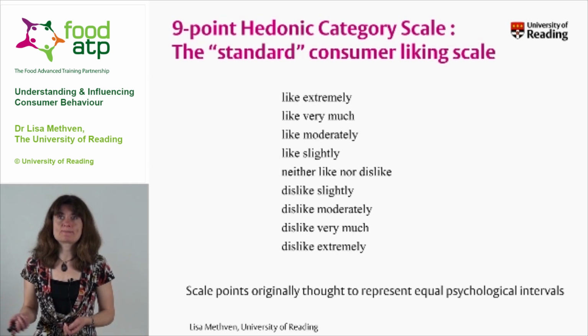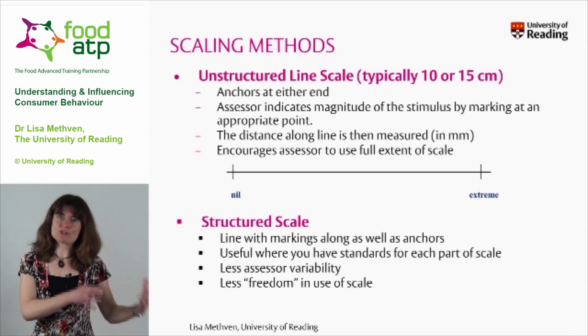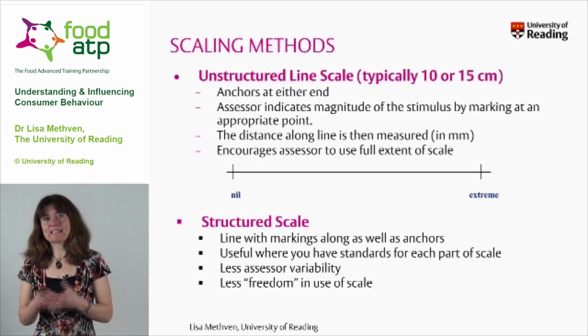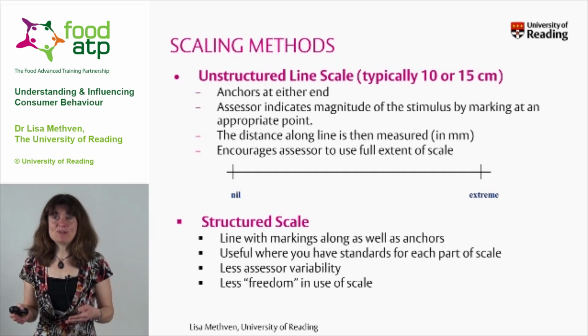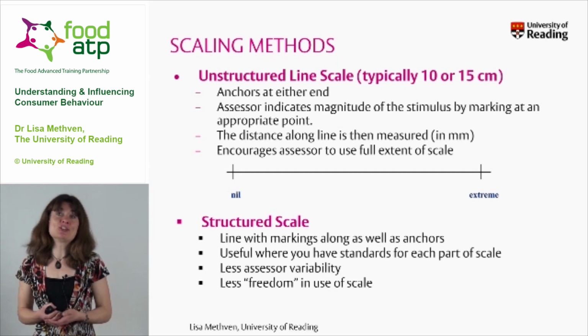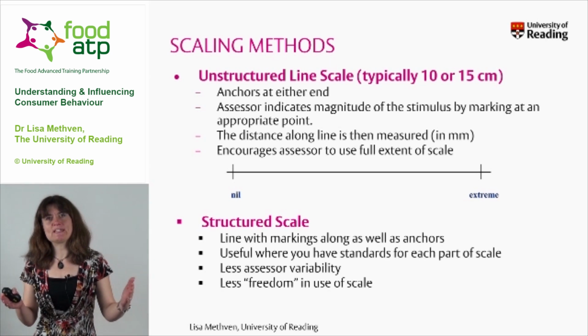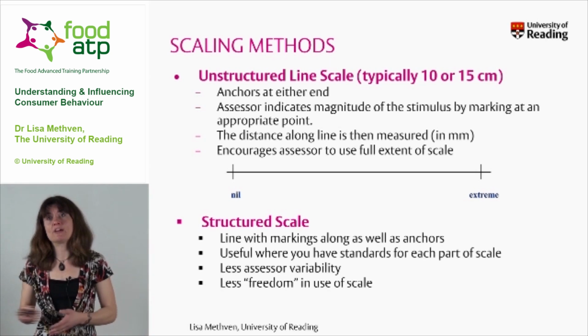So moving on to the next sort of scale, we've had ordinal scales, nominal scales, structured scales, and category scales. Let's now look at moving on to lines. And one typical scale we use is the unstructured line scale, which does as it says. It's a line without any structure to it. The only way it's structured is at anchors at either end. So you might have nil at one end and extreme at the other end.